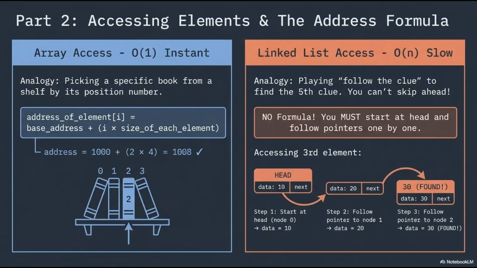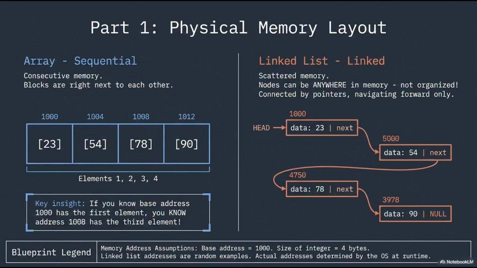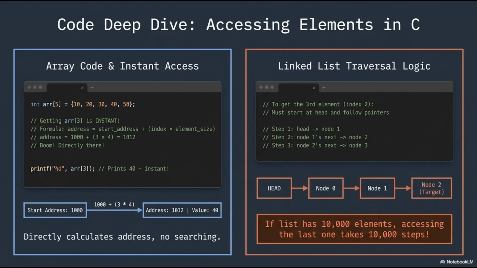To put that into perspective, let's see how this plays out in actual C code and physical memory. Say our array starts at base address 1000, and we're storing integers. Those take up 4 bytes each. If we want index 3, the compiler instantly calculates 1000 plus 3 times 4, which is 12. So bam, address 1012. It jumps there instantly. Zero searching required. But notice the linked list traversal logic. If that linked list has, say, 10,000 elements, accessing the very last one requires the computer to execute a grueling 10,000 sequential steps of pointer hopping. That is a lot of work.